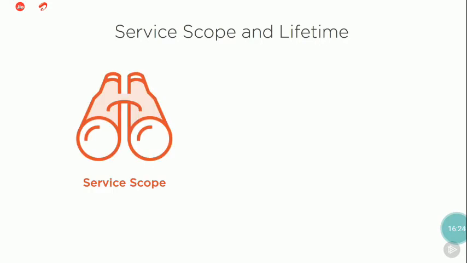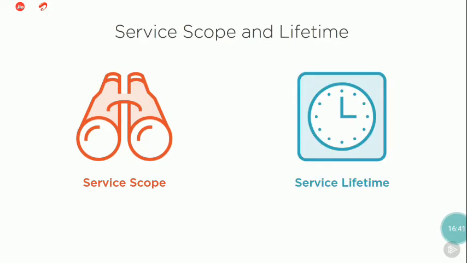The service scope determines which components can see and access the service. If we want to ensure all components can access a service or prevent access except by a few components, we need to carefully consider where we register the service. The registration location also affects the service lifetime.